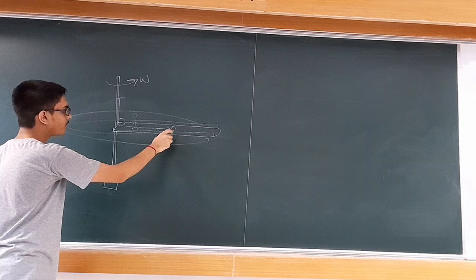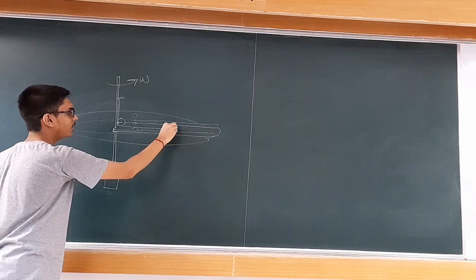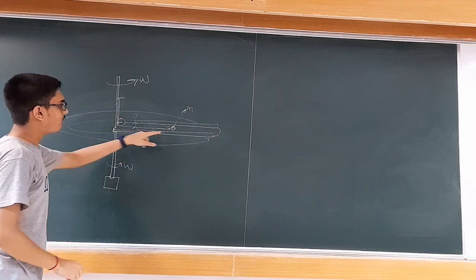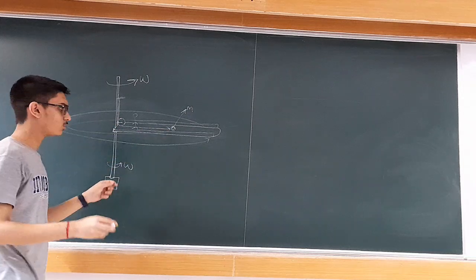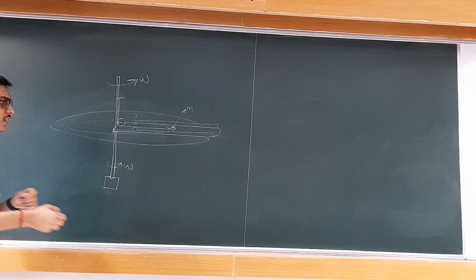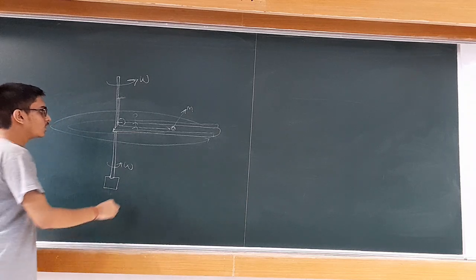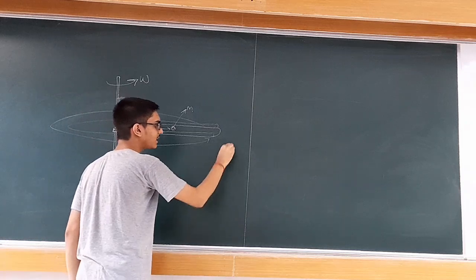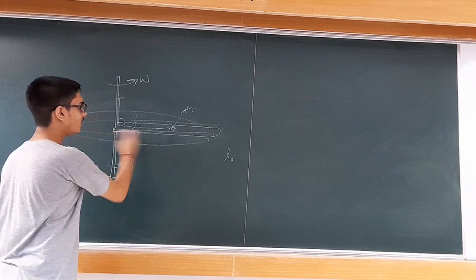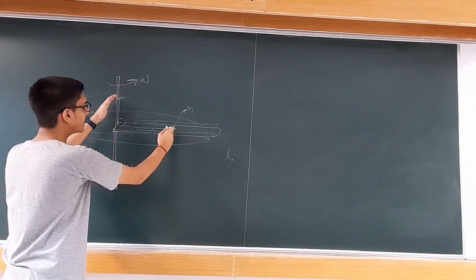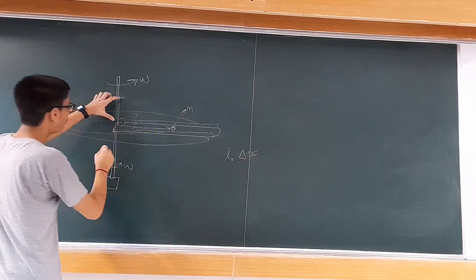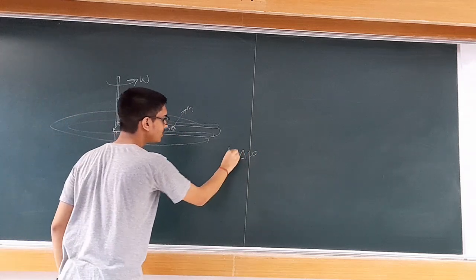The ball has, say, a mass of m. The ball is connected via a string. It's an elastic string, so we can say it's working like a spring with spring constant K. So whatever be its natural length, say L naught is the natural length of the string. After rotation, due to centrifugal force, it gets elongated by, say, delta x. So the final length from here till here is L naught plus delta x.